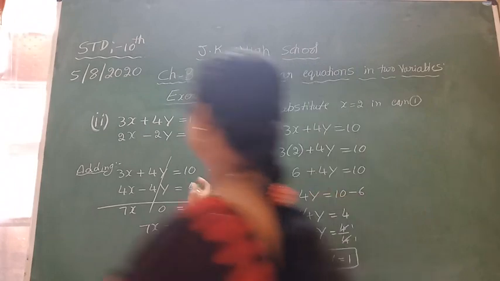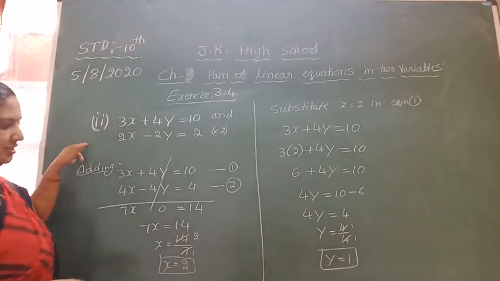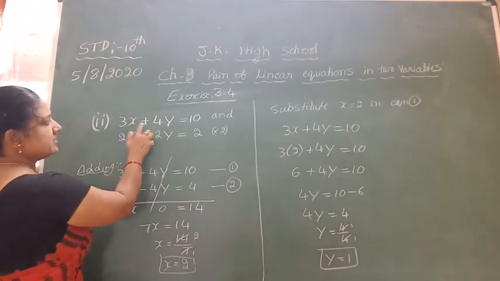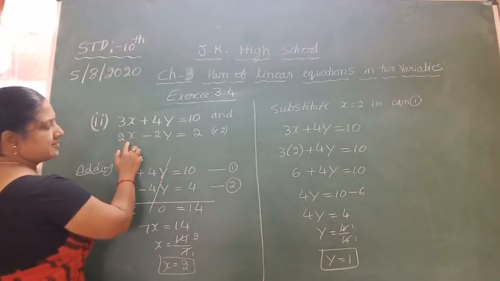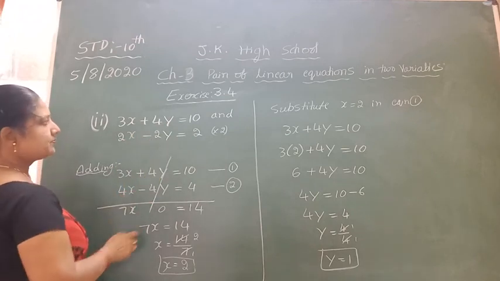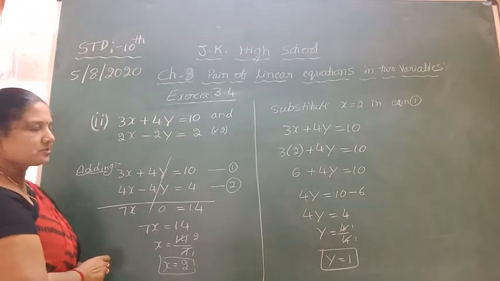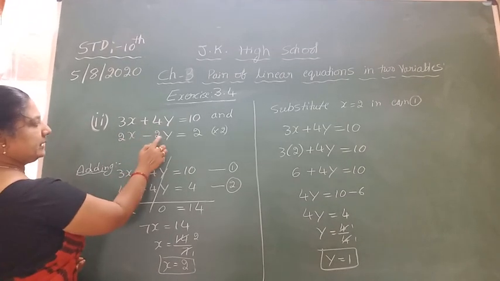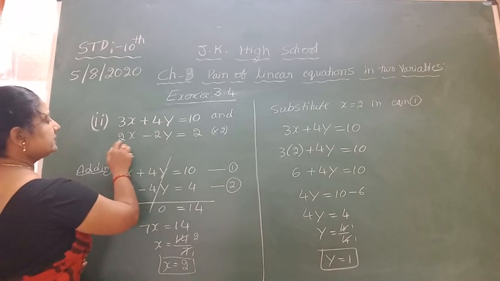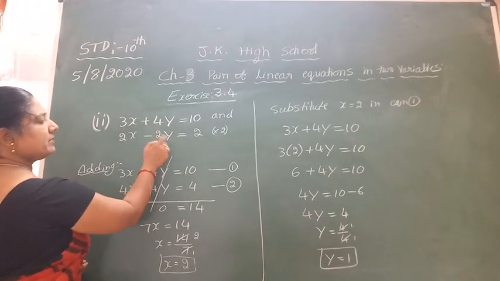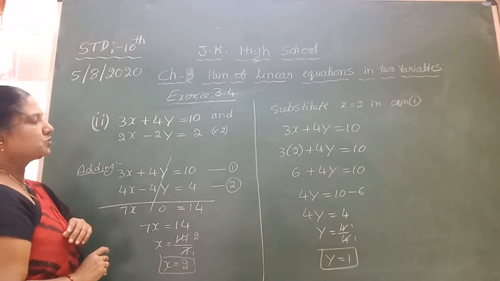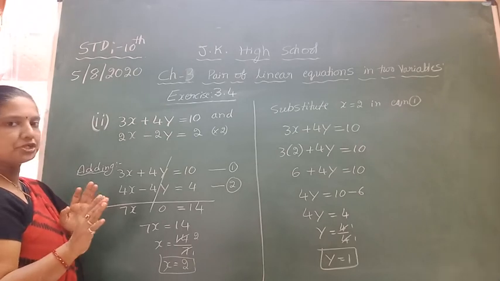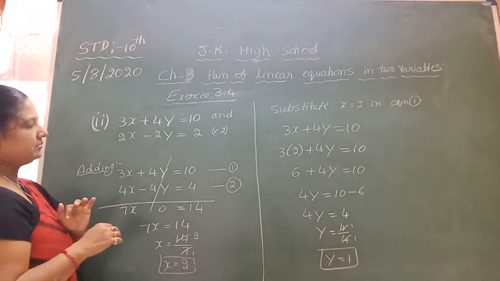Okay children, now I am going to continue with the second question. The second pair of linear equations in two variables is 3x plus 4y is equal to 10 and 2x minus 2y is equal to 2. So you observe this linear pair of equations in two variables. Here, opposite sign is there. If I multiply this equation by 2, then it will become the same, plus 4y, minus 4y. If I add, it is going to eliminate. Eliminate means removing one of the variables. Elimination method means the method of removing one of the variables.